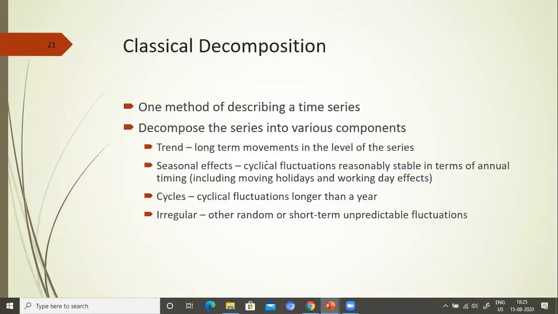Okay, so we look at what we call a classical decomposition. If you want to decompose a time series, there are four things you want to decompose: the trend, the seasonal effects, cycles, and then the irregular component. Right. So how will it look?